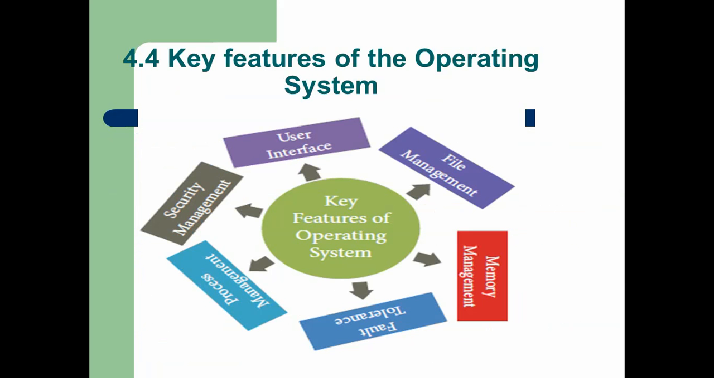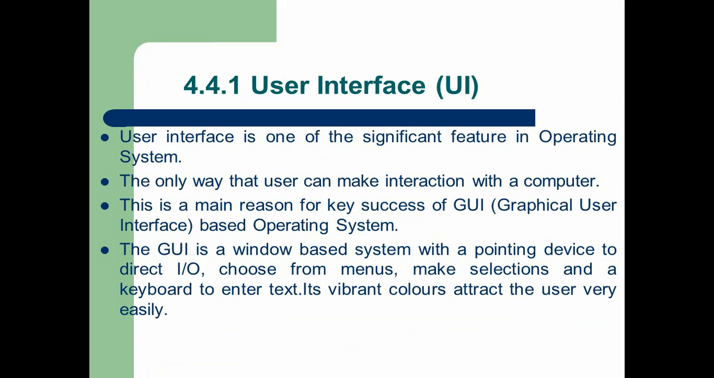Now we are going to discuss the key features of the operating system. There are many key features, of which the consolidated ones are listed here. Number one, user interface, file management, memory management, fault tolerance, process management, and security management. These features are going to be discussed in this topic. The first feature of the operating system is user interface (UI). Interface means a phase which plays a role between the user and the hardware. User interface is one of the significant features in an operating system.